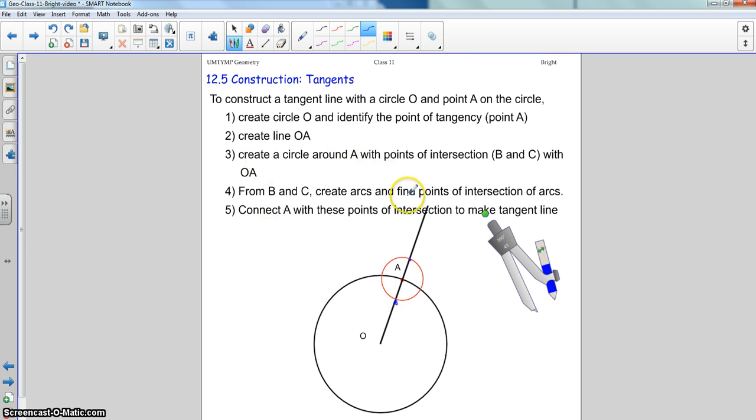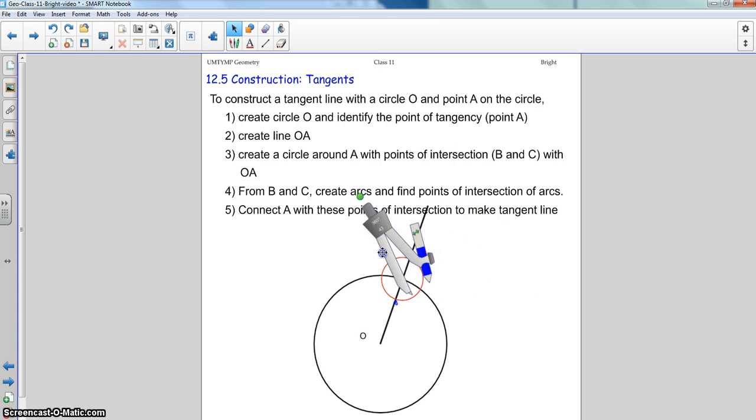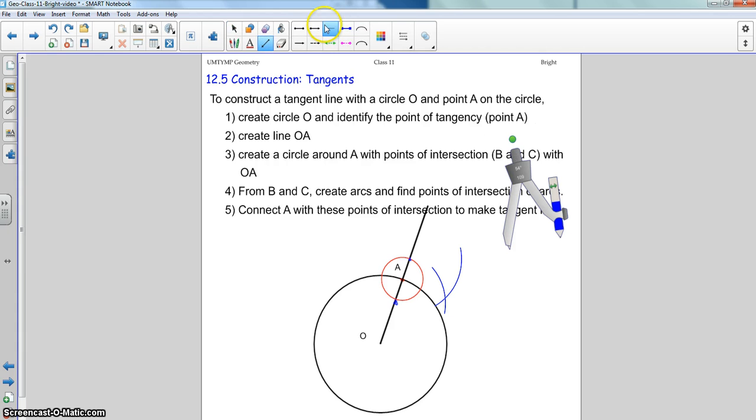And then from B and C, we want to create arcs and find the points of intersections of those arcs. So I'm going to make that arc. So here, the idea is I'm finding that second point that is on my tangent line. So to do that, I'm going to do something like this, and I'm going to make a nice old arc. Move to my other point with my non-marking end, adjust slightly, and then make a mark. And move that out of the way. And so the intersection of these two arcs is that other point that I was interested in.